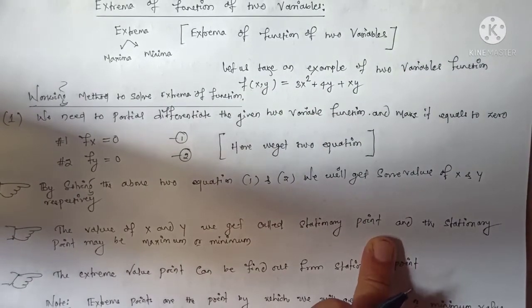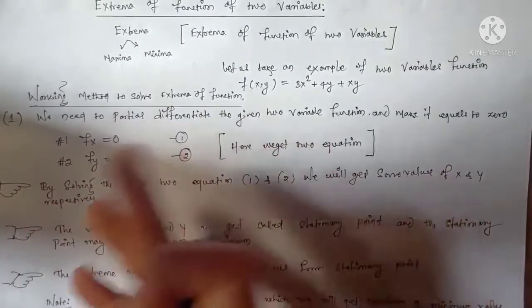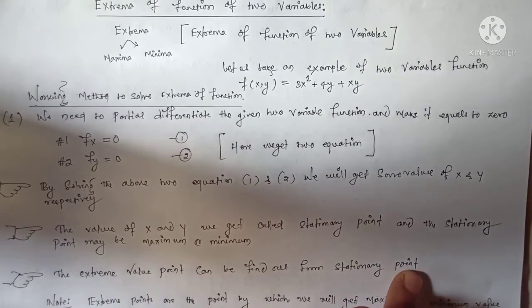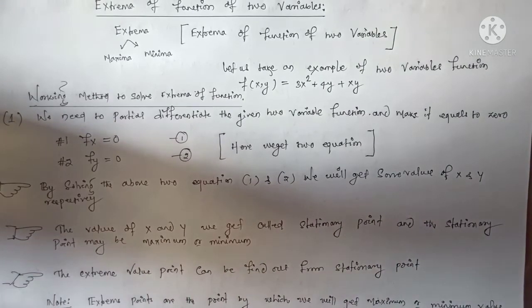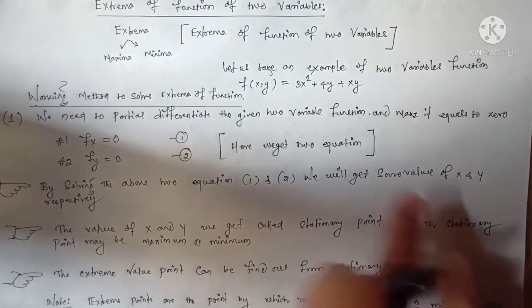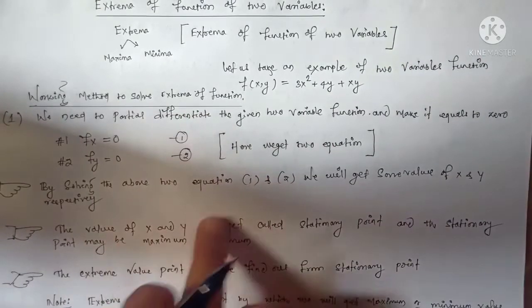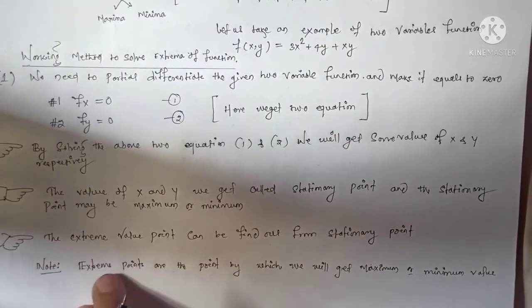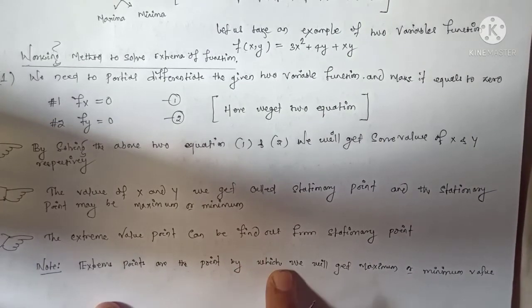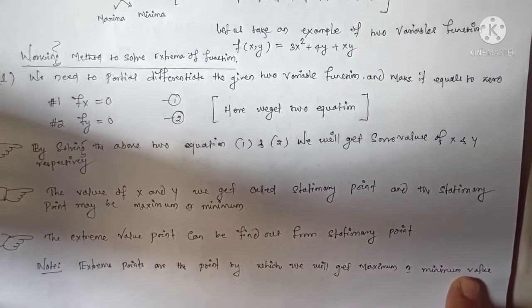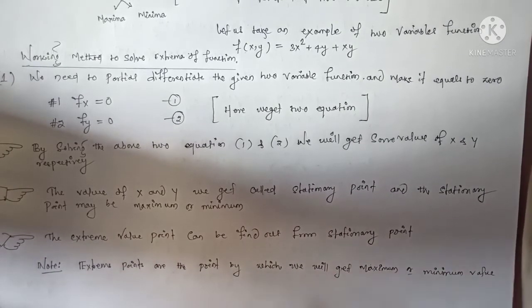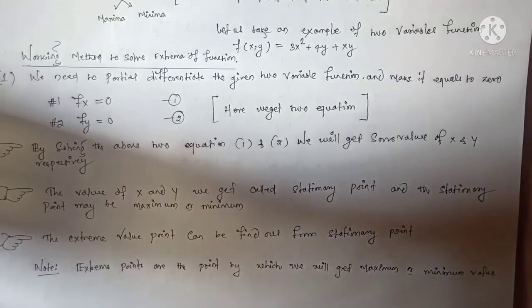That stationary point may be a maximum or a minimum. So the extreme point can be found from the stationary point that we got by solving these two equations. Here I have written the definition: extreme points are the points by which we will get a maximum or minimum value. You can also remember this.